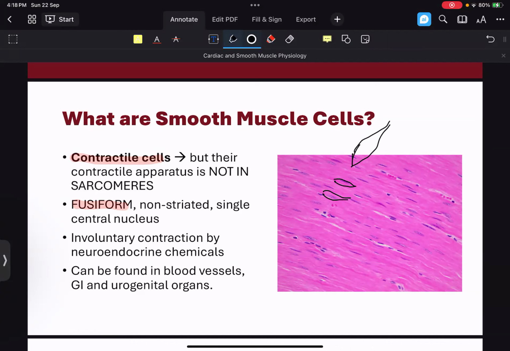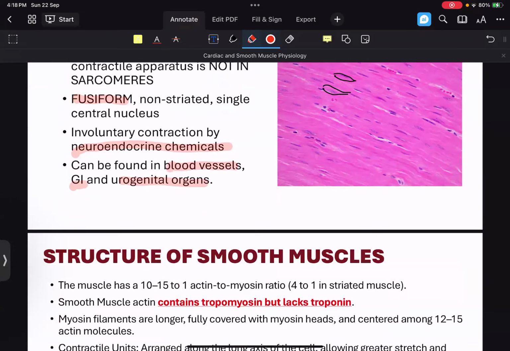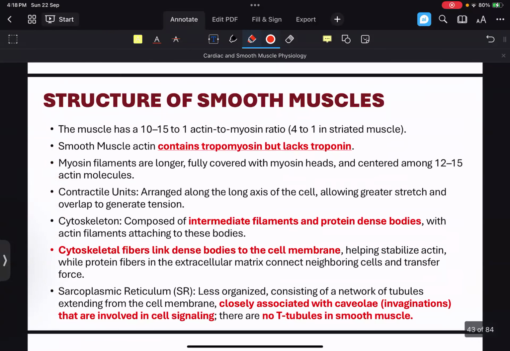So remember how we said the heart has pacemaker cells? Smooth muscle cells do not have pacemaker cells. Instead, neuroendocrine chemicals from the autonomic nervous system cause them to contract. And finally, they can be found in blood vessels, GI organs, urogenital organs, and in your eye. They're found everywhere, basically.